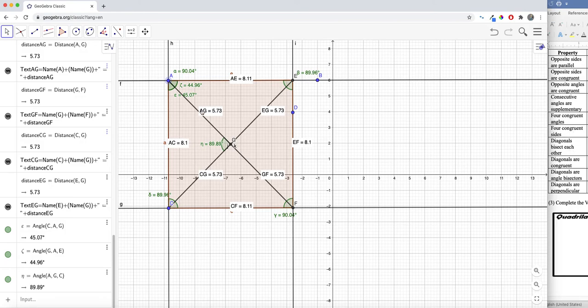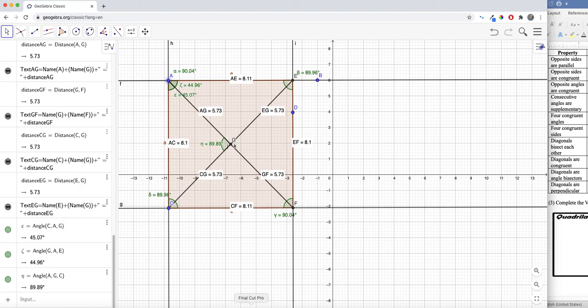Diagonals bisect each other. Yes, that's true. 5.73, 5.73, and then that. Diagonals are congruent. Yes, we see that 5.73 plus 5.73 would equal 5.73 plus 5.73. And diagonals are angle bisectors. Right here is where we tested that. It's 45 on this side and 45 on this side. So yes, that is true. Diagonals are perpendicular. We see right here that's roughly 90. Once again, there's a small error in this, but that is a 90. Okay, so in other words, all of these are true for a square.